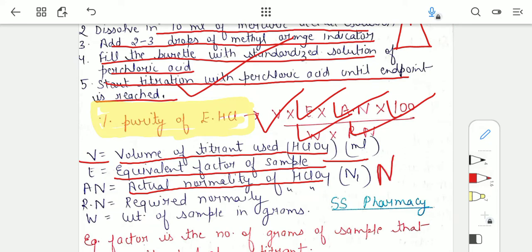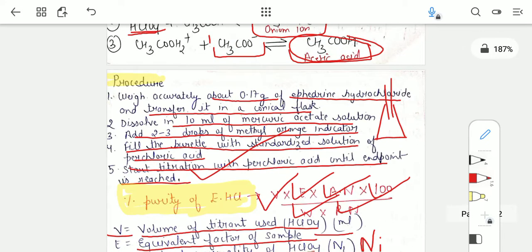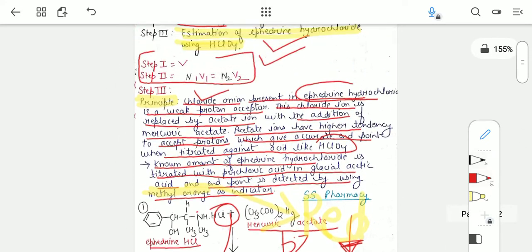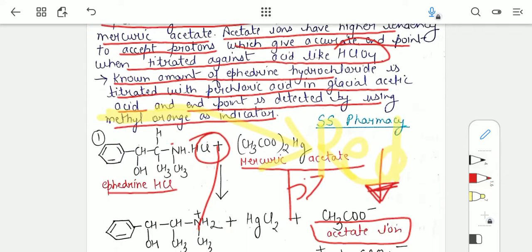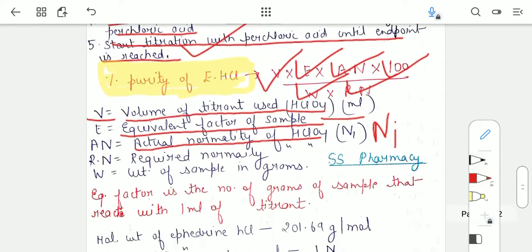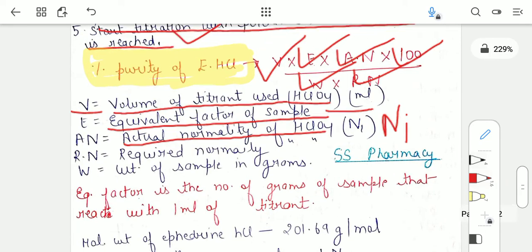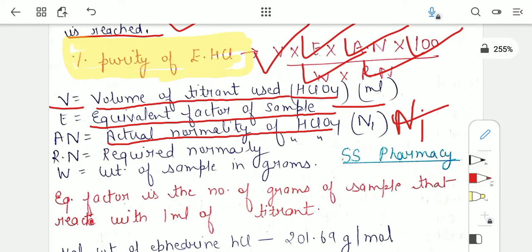AN is the actual normality of perchloric acid. This N1 we will get from step 2. Step 2 I have not performed here, because we began directly from step 3. For step 2 you can check out the other video and you will know how we calculated this N1. So AN is the actual normality of perchloric acid, N1, and Rn is the required normality. Required normality means how much normal solution we need, and we need 0.1 normal. So the required normality is 0.1.